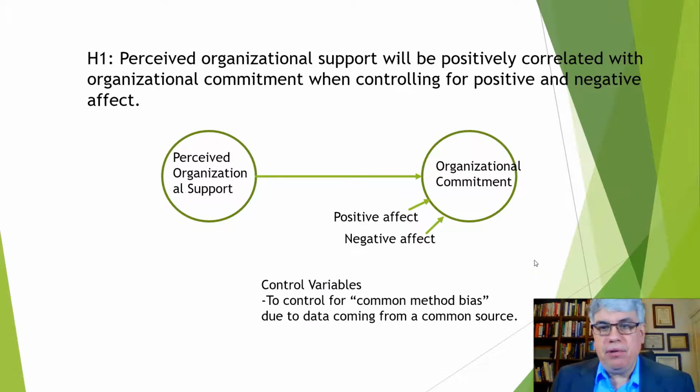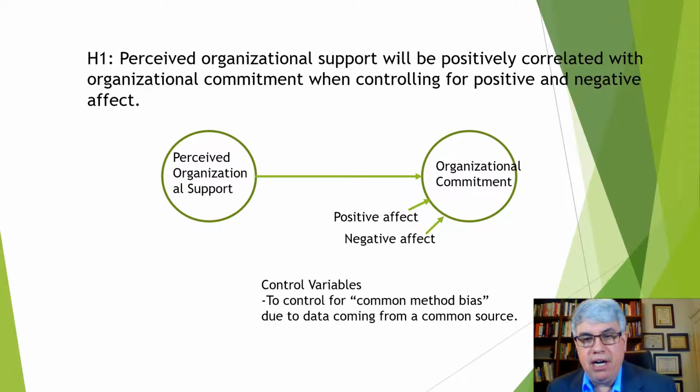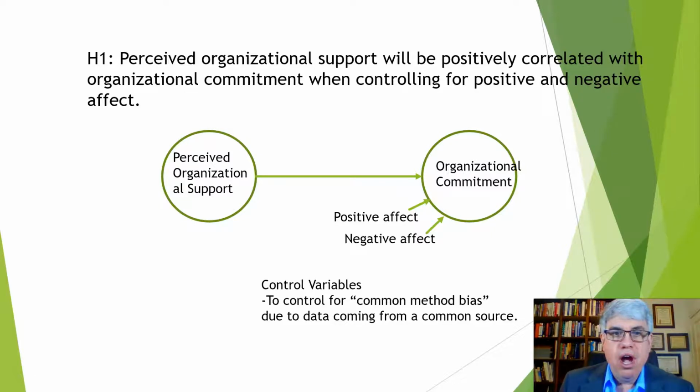Now, sometimes we need to take into consideration what we call control variables. If we collect data from all kinds of employees and we ask them how much support do they perceive and how committed to the organization they are, even if everybody had the exact same supervisor in the exact same organization, we would find a positive correlation, even if there was no variation in organizational support or what the organization was doing, because of the personality of the people taking it.